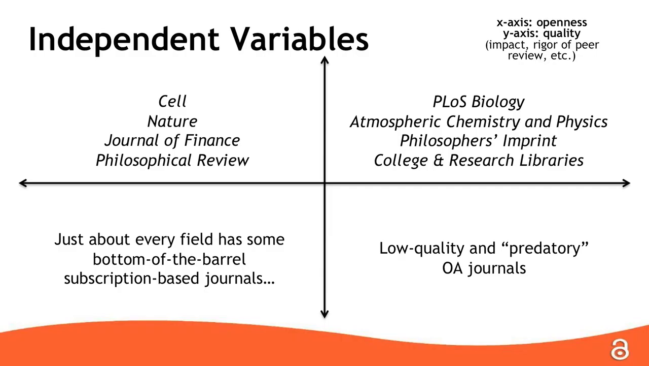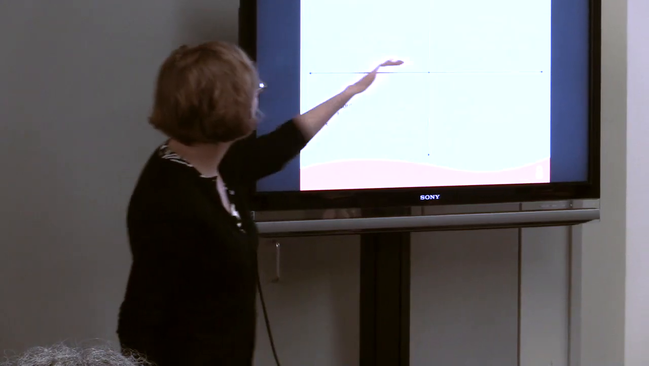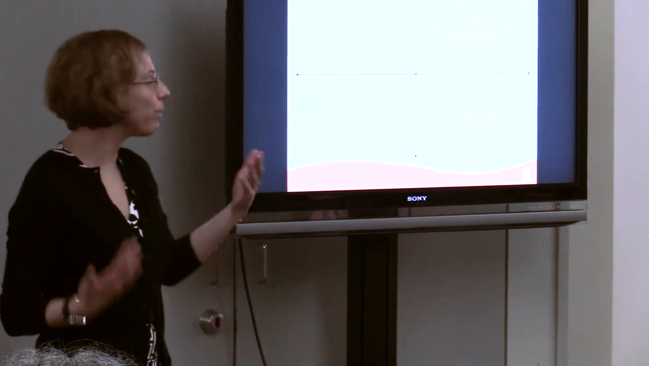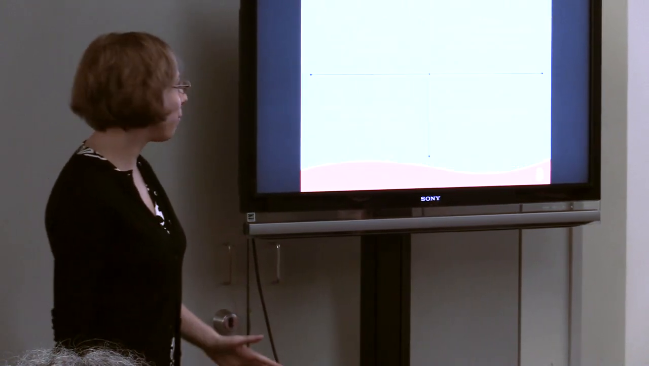So, as I said before, openness is completely independent of the quality or rigor of that journal. And to make that point really clear, I made a nice little Cartesian plane. There are 4 quadrants. If the x-axis is the spectrum of openness and the y-axis is the spectrum of quality or rigor, there are journals in all 4 quadrants.